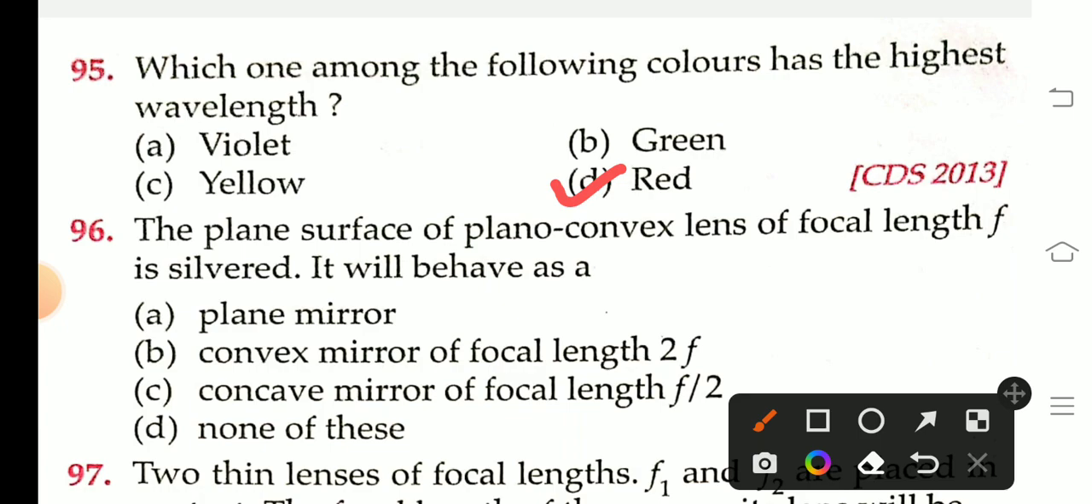The plane surface of a plano-convex lens of focal length f is silvered. It will behave as a. Right answer will be option C. Concave mirror of focal length f by 2.